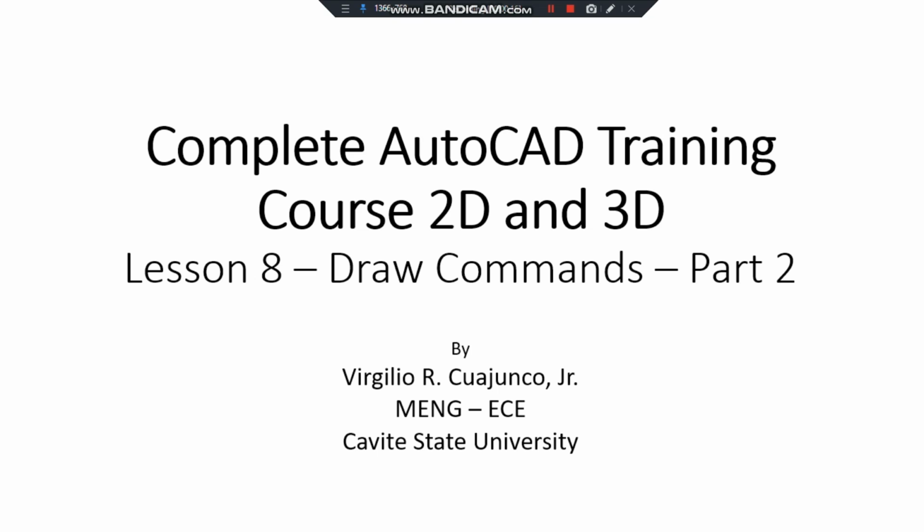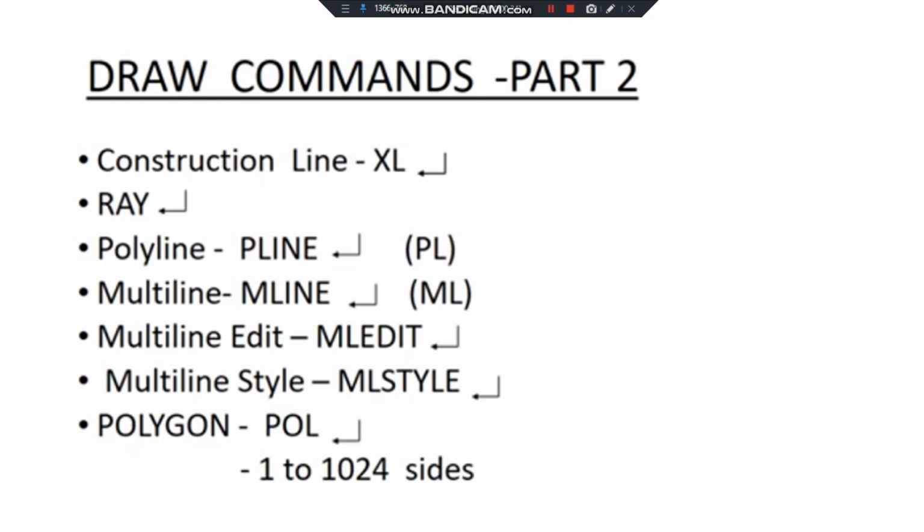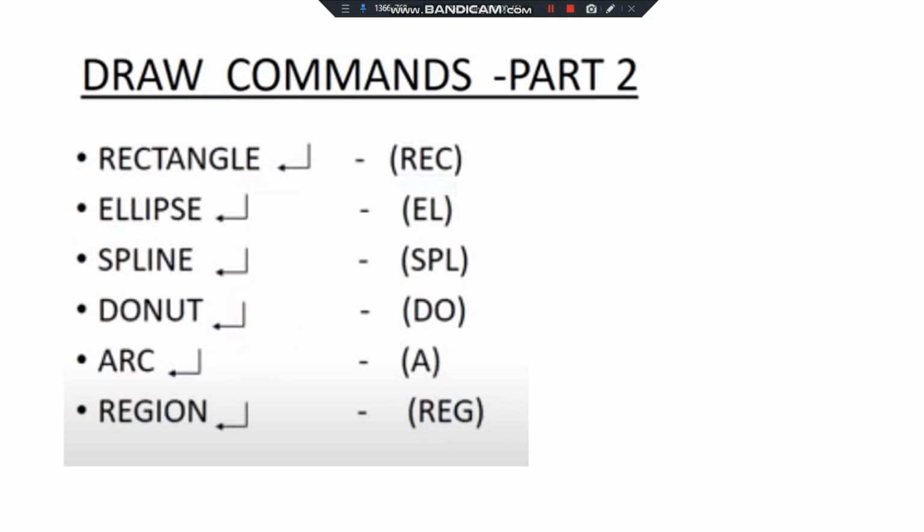We are now in Lesson 8 of the Complete AutoCAD Training course 2D and 3D. This is the Draw Command Part 2. Part 1 was discussed in our Lesson 1. So for the Draw Commands Part 2, we'll be discussing the construction line, the ray, polyline, multilines, polygon, rectangle, ellipse, spline, donut, arc, and region.